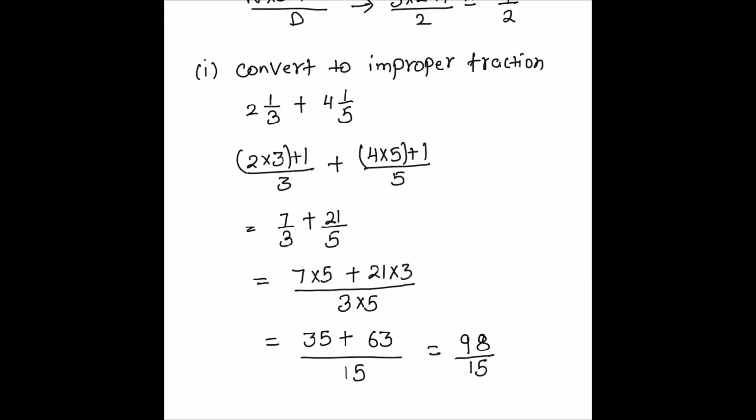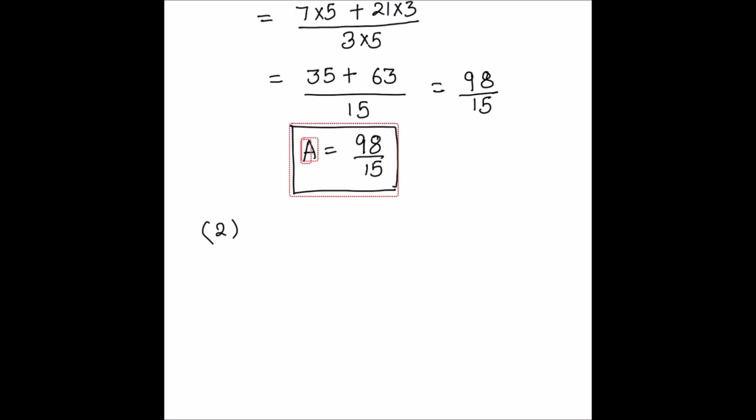Now if you need it, if the answer is required in mixed fraction, you can convert this into a mixed fraction or you can leave it like this. So this is going to be our final answer for this type of mixed fraction. So in the first method we have converted the mixed numbers into improper fractions and added the fractions. Now the second method is to separate the whole numbers and fractions.